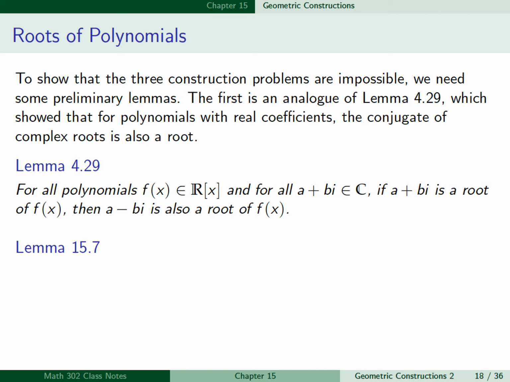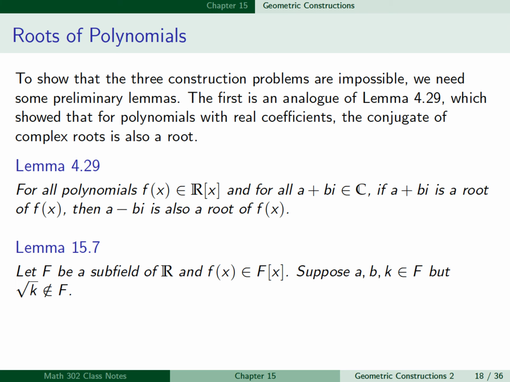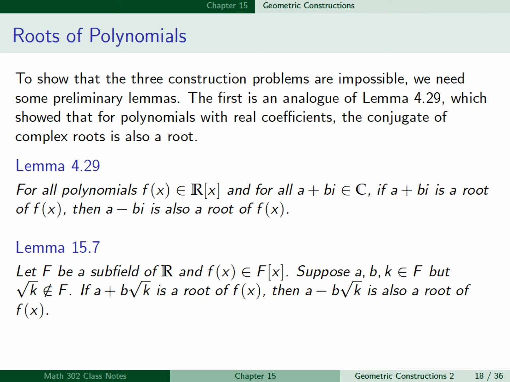So in this chapter, we're going to have lemma 15.7. So let F be a subfield of R, and f of x is a polynomial in F bracket x. So this has coefficients in F. And let's suppose that a, b, and k belong to F, but square root of k does not belong to F. And then if a plus b square root of k is a root of f of x, then a minus b square root of k is also a root of f of x. So essentially we're saying if we have a root of the form a plus b square root of k, then its conjugate a minus b square root of k is also a root.